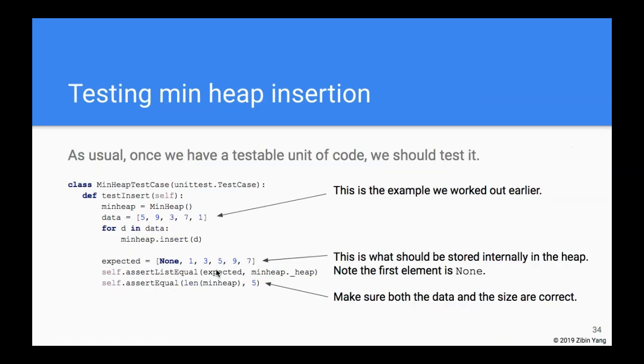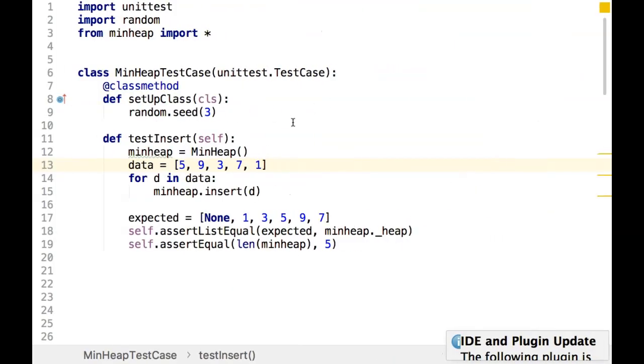And as you know, I like to test code as soon as we have some code that is testable. In this case, the insertion code is testable, so we'll write a simple test for it. What this test does is fairly straightforward. We just instantiate a min heap, and then the data we're going to insert into it is the example that we worked out earlier, 5 9 3 7 1. And for everything in here, we just insert it into the min heap.